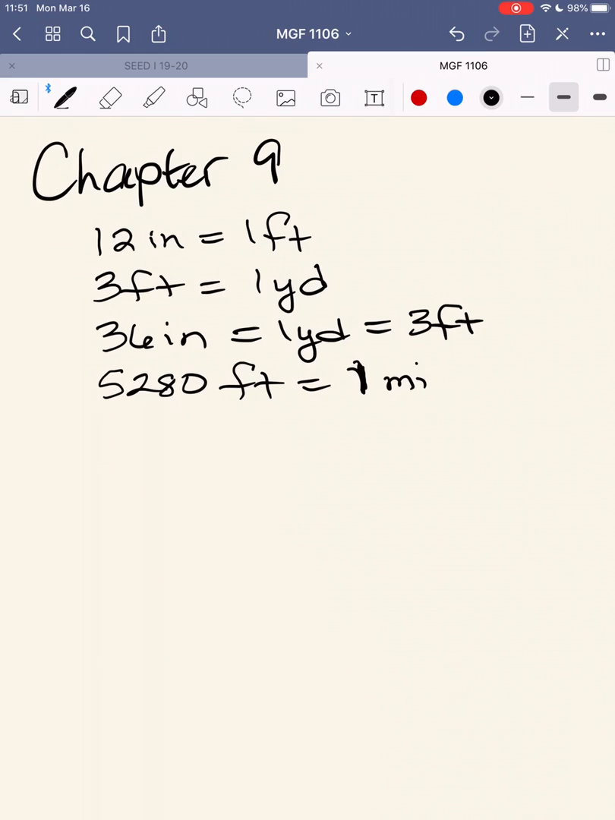Now I'm going to talk about how we're going to convert these, and all the conversions work exactly the same way, whether they be metric or English systems or between the two. So let's look at example 1 on page 66 of your book. I'm going to convert 78 inches to feet, and I'm going to do this the same way every single time.